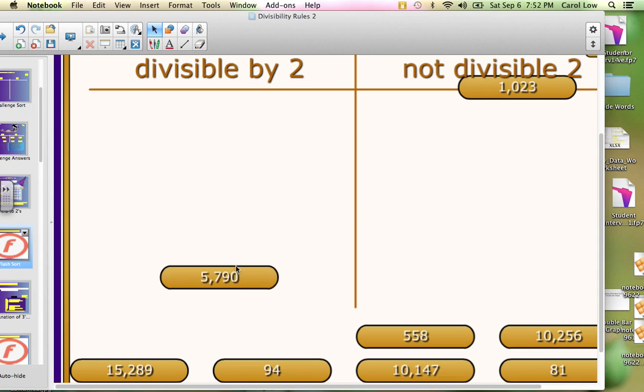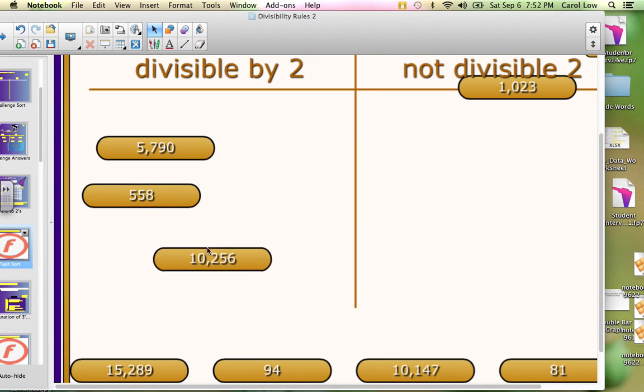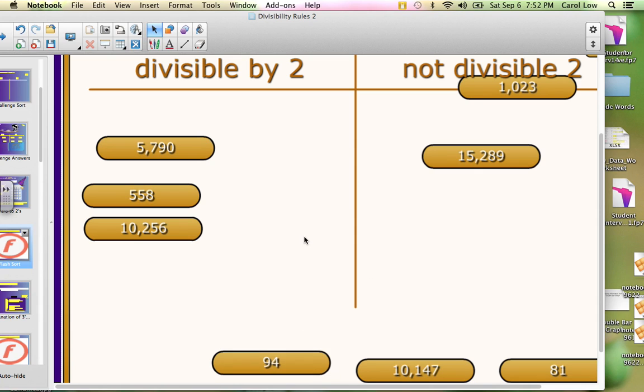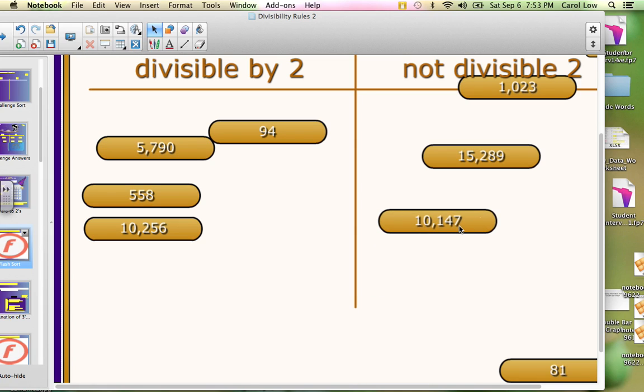This one, 5,790, yes it is. It ends in a 0. 558 ends in an 8. 10,256. 15,289. We have a 94. We have a 10,147. Not divisible because it ends in a 7. And the last one, 81. How'd you do? If you have any questions with that, just write it down and we will go through it tomorrow.